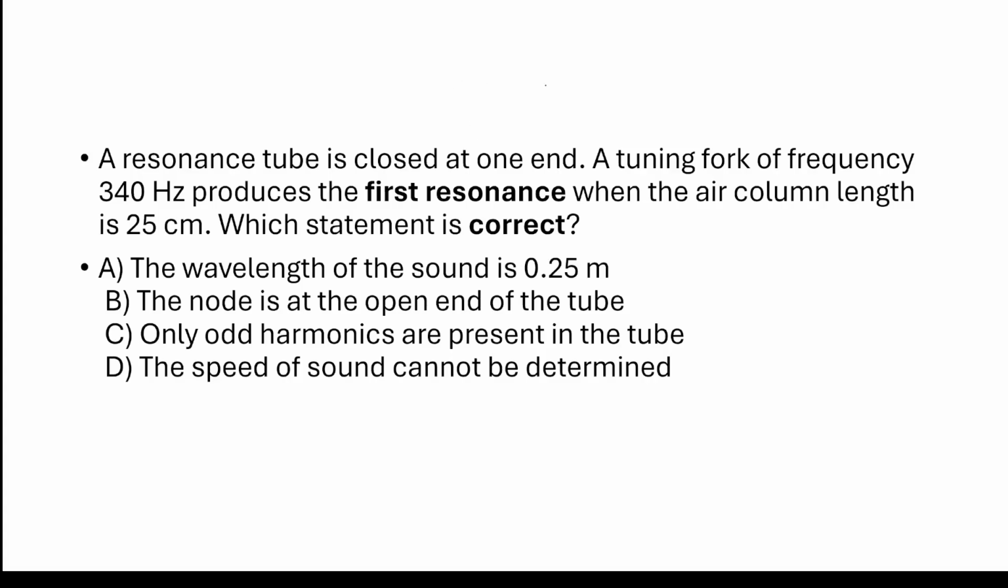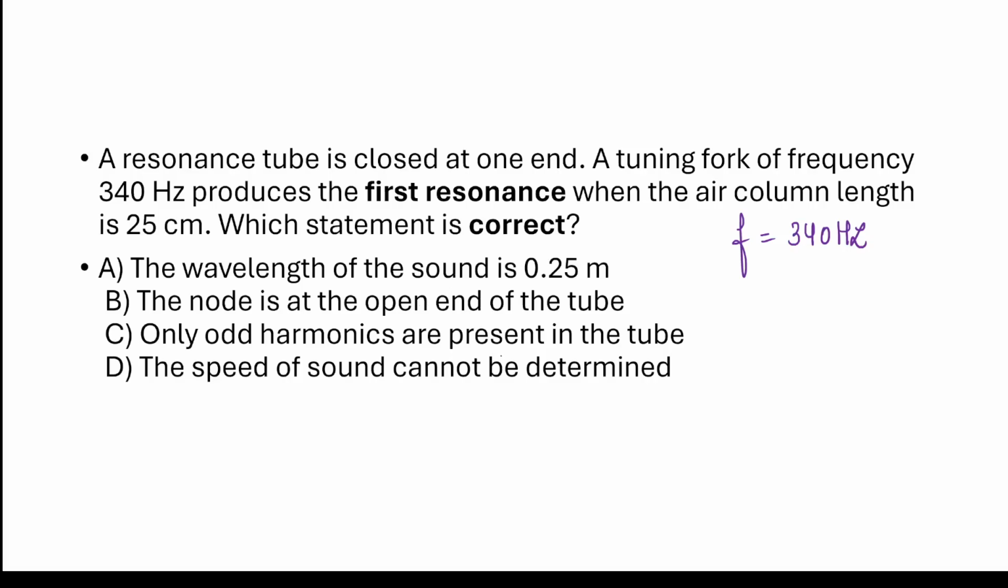A resonance tube is closed at one end. A tuning fork of frequency 340 Hz produces the first resonance when the air column length is 25 centimeter. So the frequency is 340 Hz and the air column length is 25 centimeter. What is the wavelength of the sound?